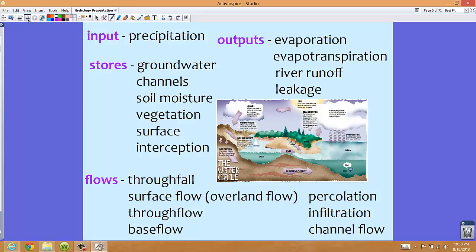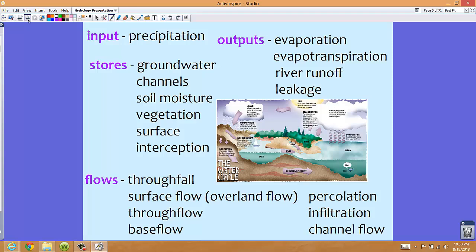The surface can also hold water in the form of lakes, oceans, some of your larger bodies of water, or even little ponds. And things called interception. We're going to talk a little bit about that. But that's basically where you have large amounts of trees intercepting the rain or the precipitation from the sky to the surface. It almost captures it, if you will, in leaves or some plants.